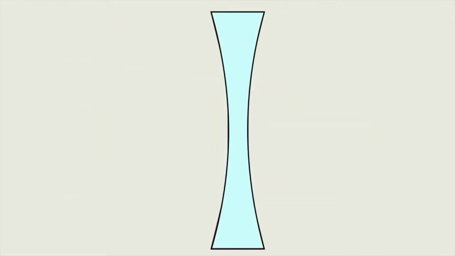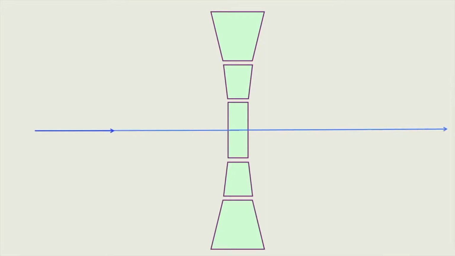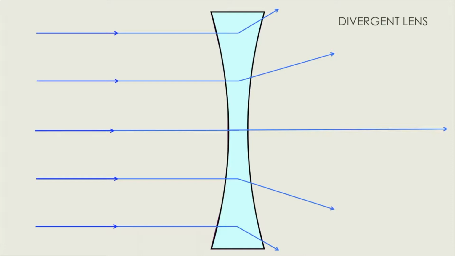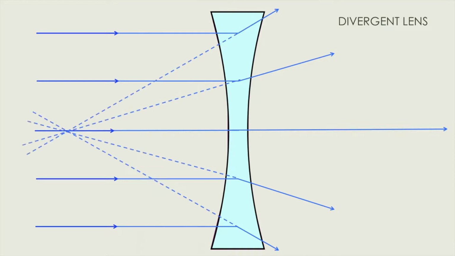Similarly, you could consider a concave lens also to be made up of several glass pieces such as these. A ray of light passing through the glass slab would go undeviated, but other rays would be deviated in such a manner that they diverge out. So a concave lens is also called a divergent lens. Now, if these rays were traced backward, they would appear to emerge from a point called the principal focus. Now, this principal focus is virtual because the rays are extended and they are not actually meeting. They appear to meet.